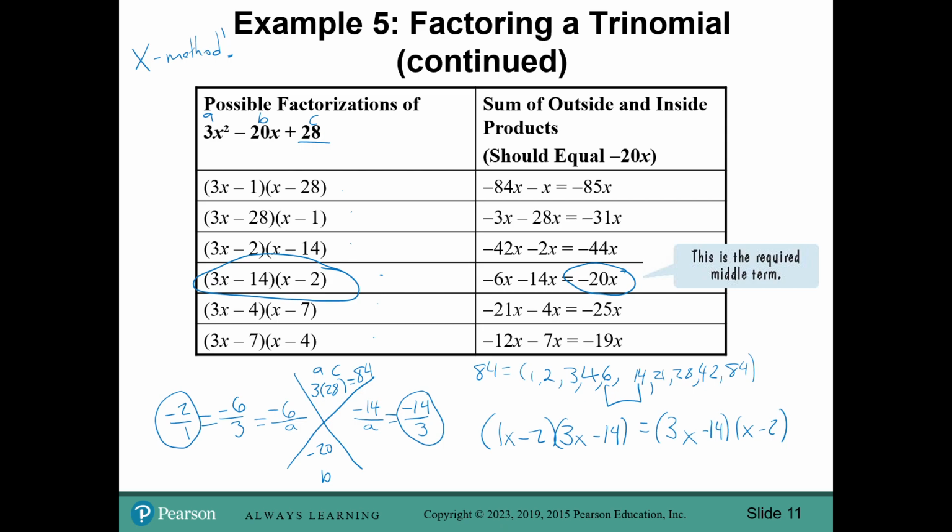What I want to see is that you can factor. The method you use to factor is not important to me, as long as it's legitimate and it works and it gets you to the correct final answer. So if you use the guess and check method to factor, that's fine. If you use the X method to factor, that's fine. If you use factoring by grouping to factor, that's fine. I don't care which method you use to factor as long as you're able to factor.